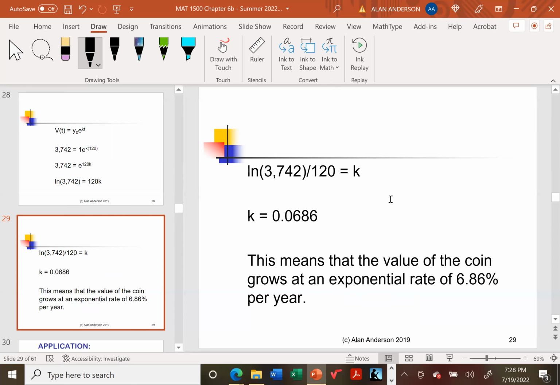It also means that if you had other coins, you could compare their exponential growth rates to each other to see which ones have done the best. Maybe it turns out that gold coins tend to increase in value more quickly than silver, or who knows. But this way you can compare them side by side.